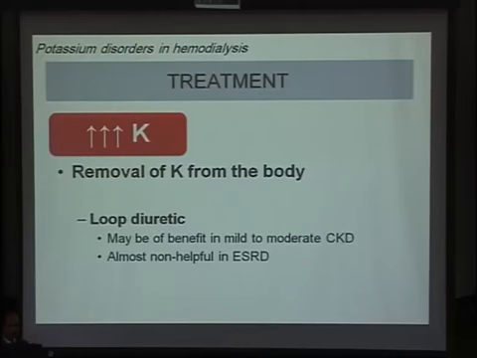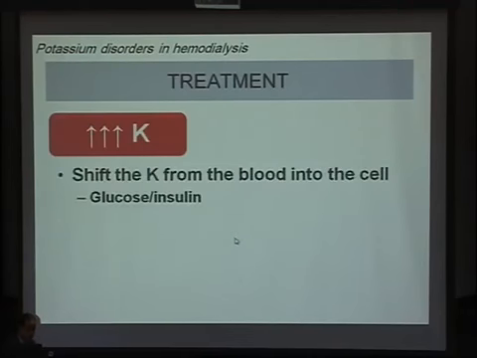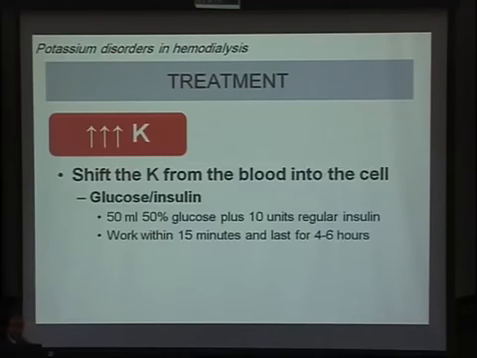Loop diuretic can be used if the patient has residual kidney function to treat hyperkalemia, and after protecting the heart and removal of potassium from the body, there is also room, although temporary, to shift the potassium from blood to cell by giving glucose insulin. Take care of this dose of insulin because this might cause hypoglycemia, so you might modulate this dose to 5 units, or even you can give glucose without insulin. Still, it will work if intrinsic insulin is present.